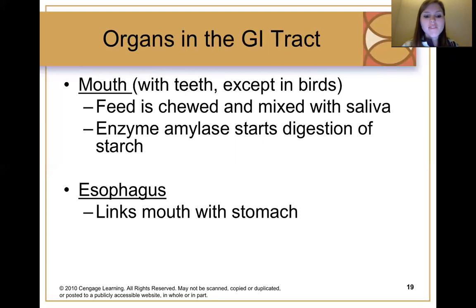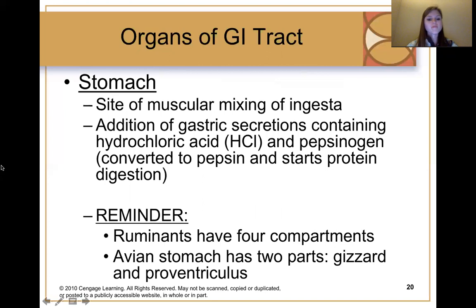So then you have the esophagus that links the mouth to the stomach. So that's pretty much its function. Then you have the stomach, which is the site of muscular mixing of ingesta. So the stomach will contract a little bit and move, and it can mix that ingesta together with any saliva or any enzymes in the saliva from the mouth.